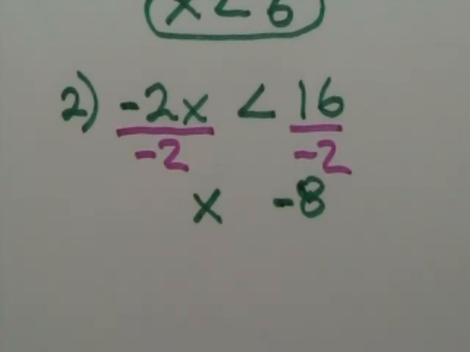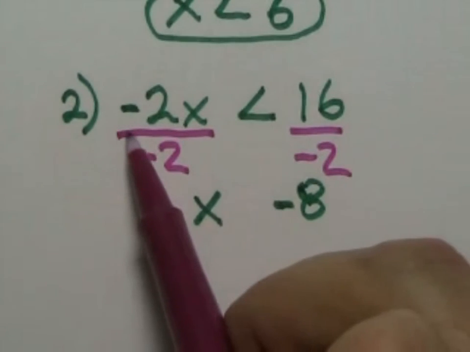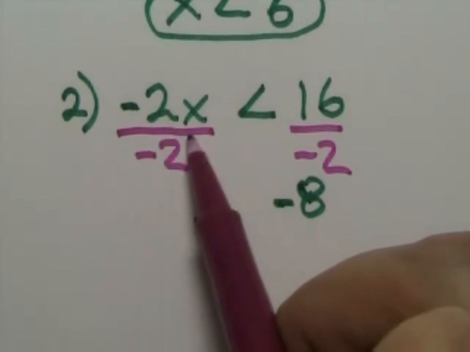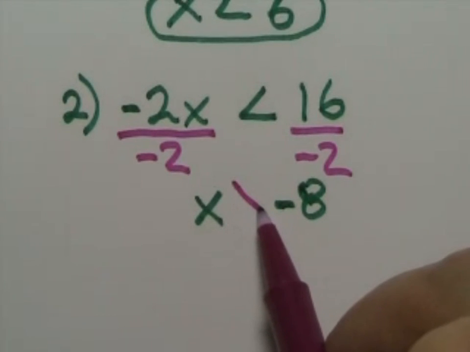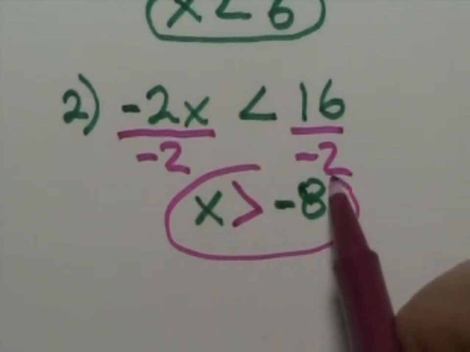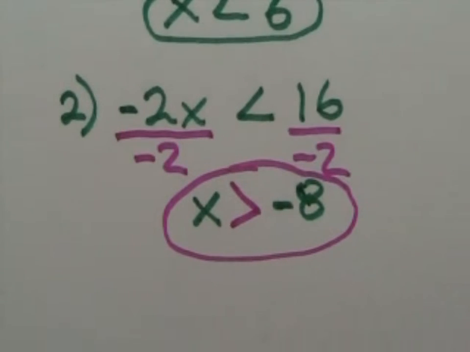Question is now, do we reverse the arrow? Yes, because I'm dividing by a negative number. See that? I'm dividing by a negative on both sides. Therefore, I need to change the arrow. Change that arrow.